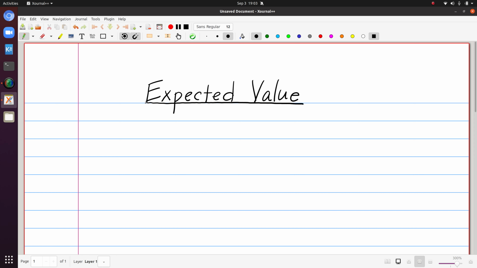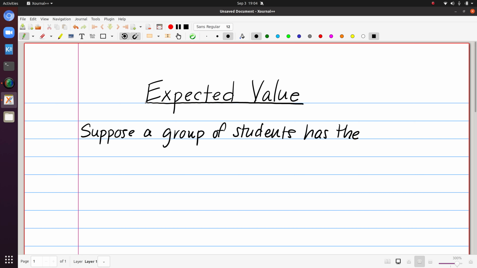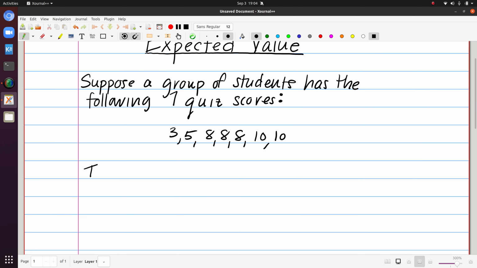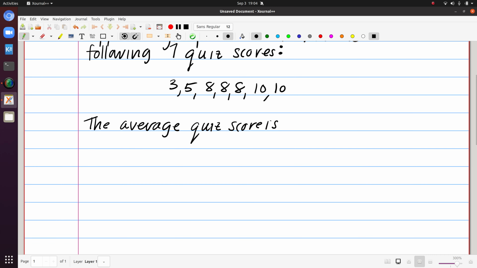So if I say, suppose a group of students has the following 7 quiz scores. So we'll have a 3, a 5, an 8, an 8, an 8, a 10, and a 10. Then the average quiz score among that group of students can be found by taking the sum of those 7 quiz scores and dividing that sum by the total number of quiz scores. And we would get, in this case, 52/7.